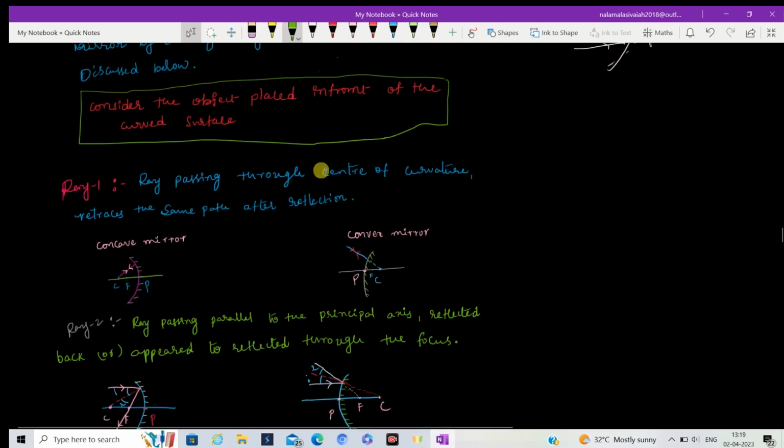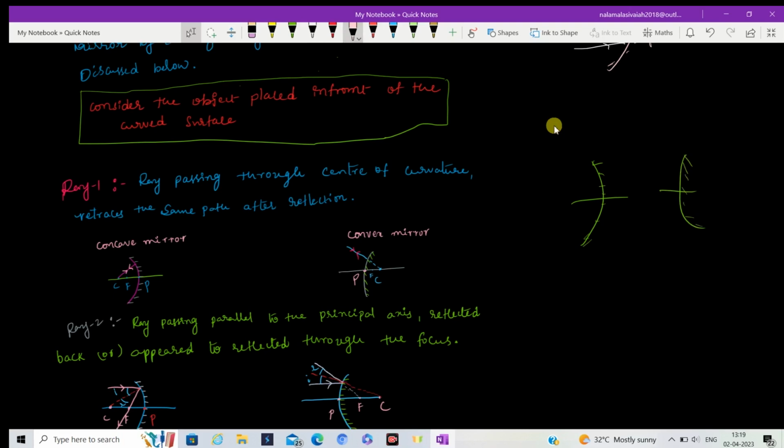A ray passing through the center of curvature retraces the same path after reflection. We are talking about ray rules. Say you are taking 2 mirrors. One is a concave mirror, where reflection takes place inward. Another one is a convex mirror.